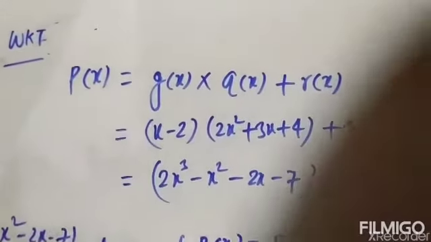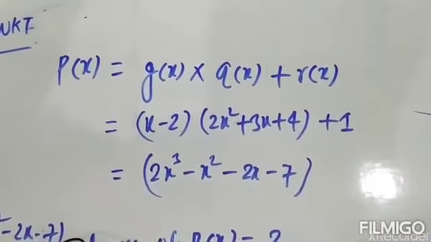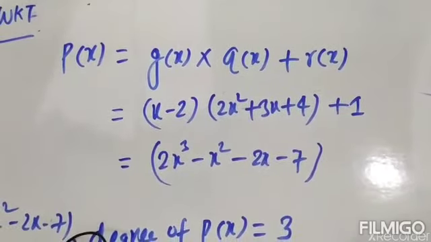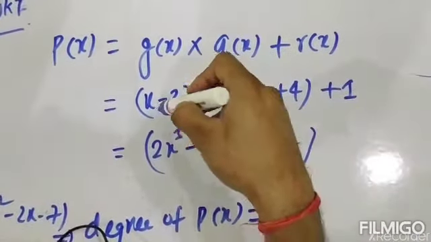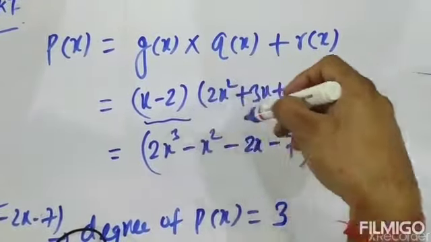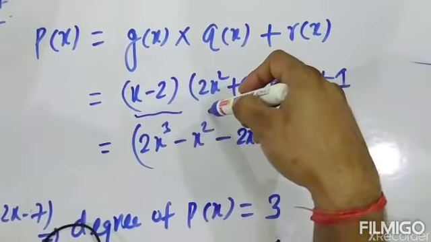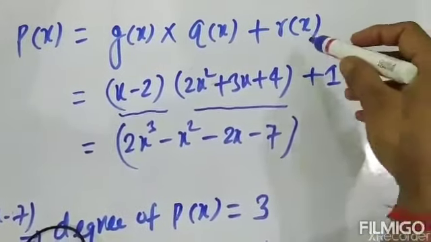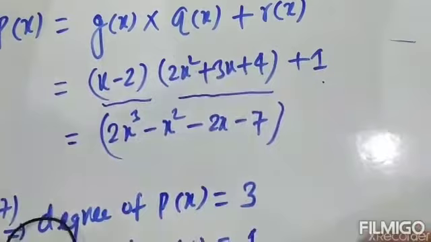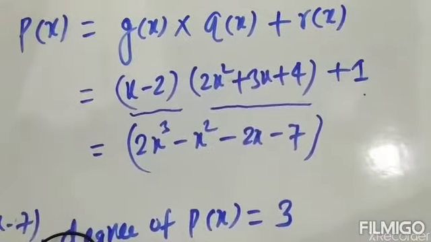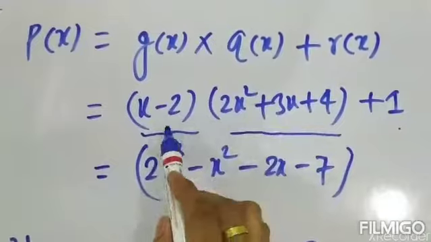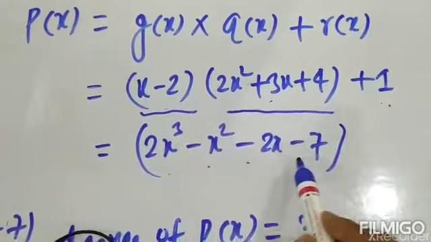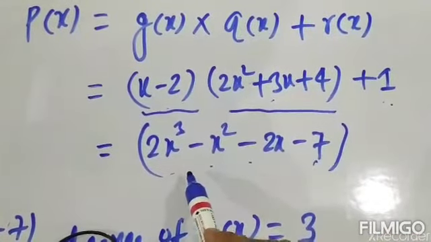Now here we know the division algorithm: P of x equals G of x multiplied by Q of x plus R of x. So what is the divisor? X minus 2, that is the linear polynomial. Now what is the quotient? 2x square plus 3x plus 4, that is the quadratic polynomial, and this is R of x, what? Zero polynomial. So after we multiply and add, it becomes 2x cube minus x square minus 2x minus 7. So this is nothing but the division algorithm.